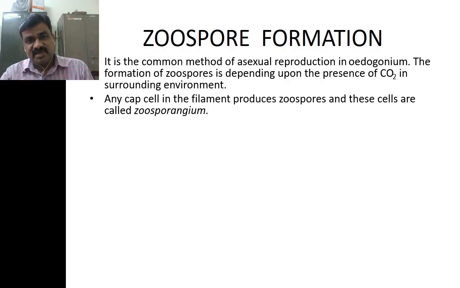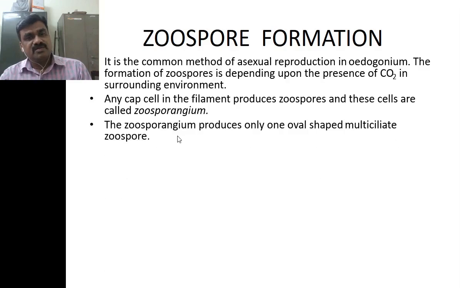Again, any one of the cap cells in the filament produces zoospore. So that cap cell acts as the mother of the zoospore. That's why those cap cells are what we call zoosporangium. So zoosporangium is the mother cell of the zoospore. It is nothing but a cap cell. So this cap cell is involved in the production of zoospore. The zoosporangium produces only one zoospore. So only one zoospore is formed inside a single cell. Okay, a zoosporangium gives rise to a single zoospore, and this spore is oval in shape with multiple cilia.